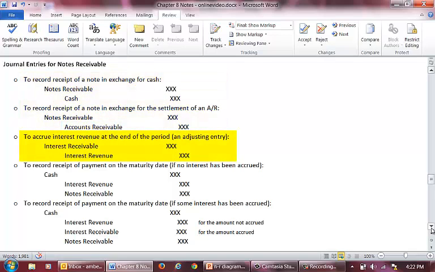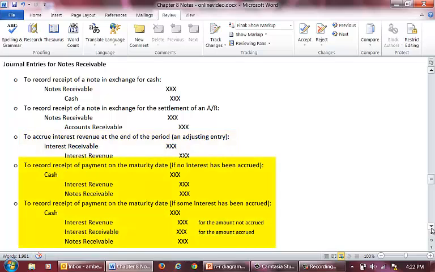If a period end falls before the note matures, then we must accrue the interest revenue earned on the note. The entry would involve a debit to interest receivable to recognize the fact that someone owes us interest, and a credit to interest revenue to recognize the interest revenue that we earned during the period.